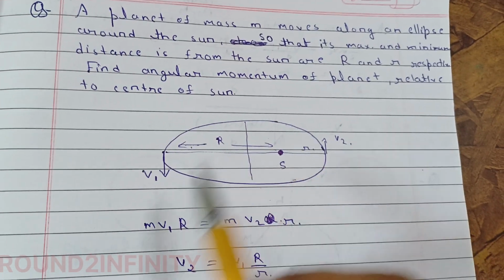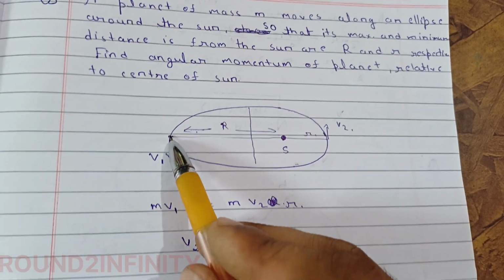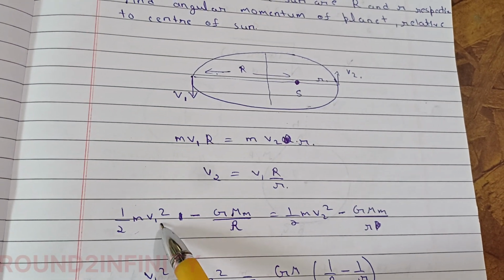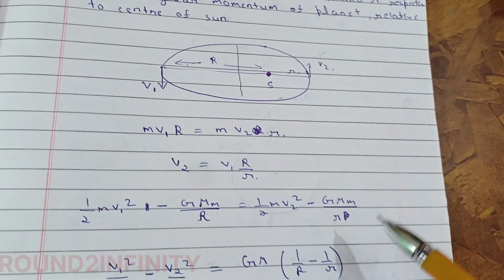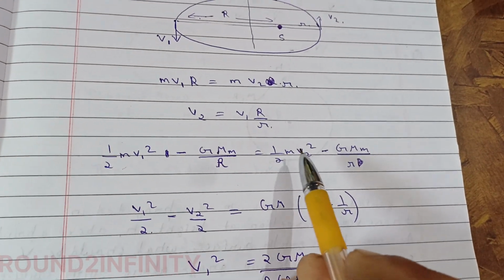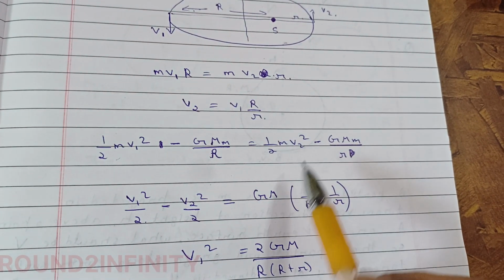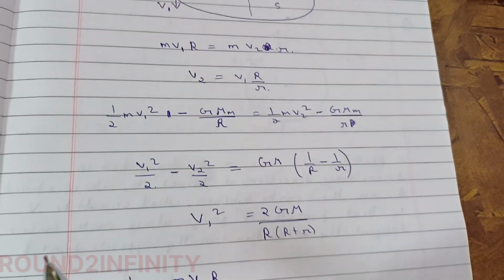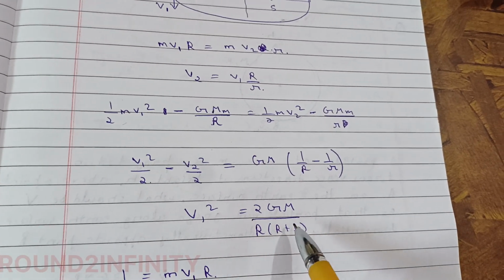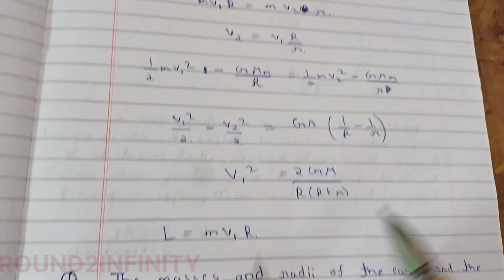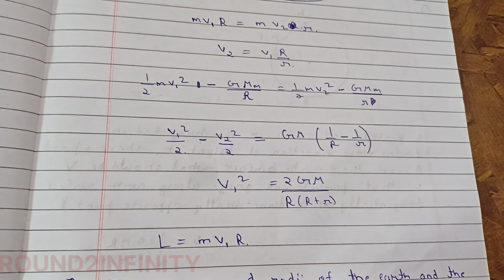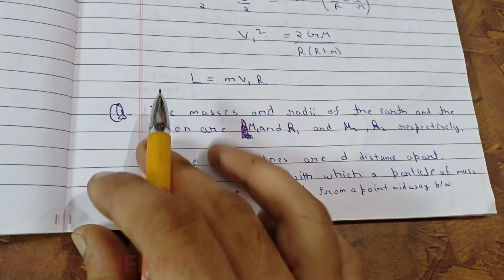Now we will use the conservation of energy law. At this point the kinetic energy will be half m v1 square, plus this potential energy, and again the same kinetic energy and potential energy at the other point will be this. From here you can use the relation v2 equal to v1 R upon r, and you can find the value of v1. So you will get v1 square as this. Now just substitute it here and you will get the angular momentum, that will be m v1 R. So you will get your answer.